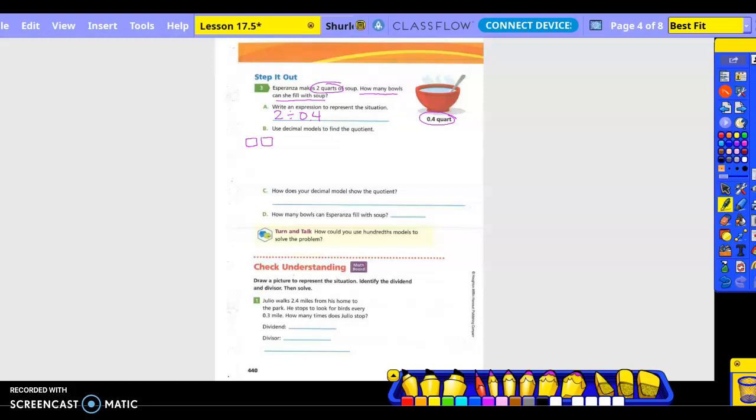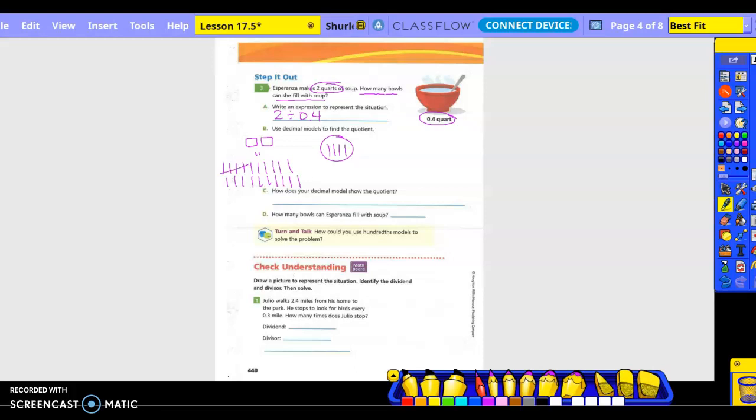Now I need 4/10 in each group. So can I keep that the way it is? No, I need to convert those into what? I need to convert it into 20/10. Okay, so I'm going to draw a circle. And how many do I need in each circle? 4. 1, 2, 3, 4.